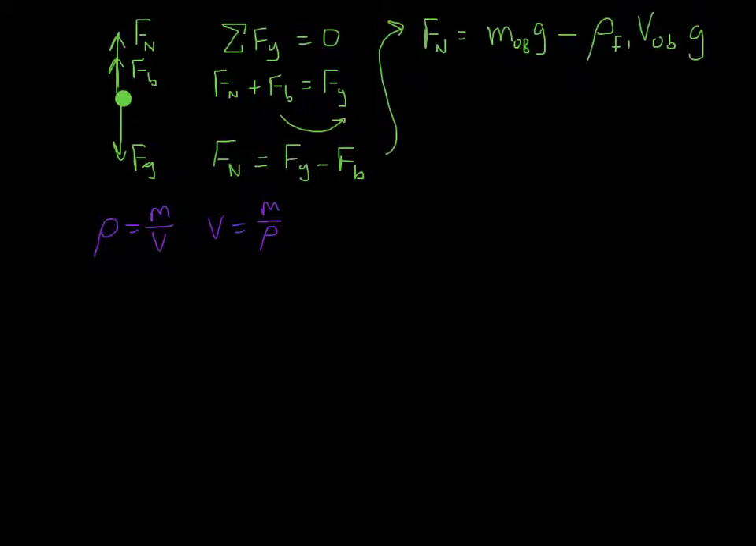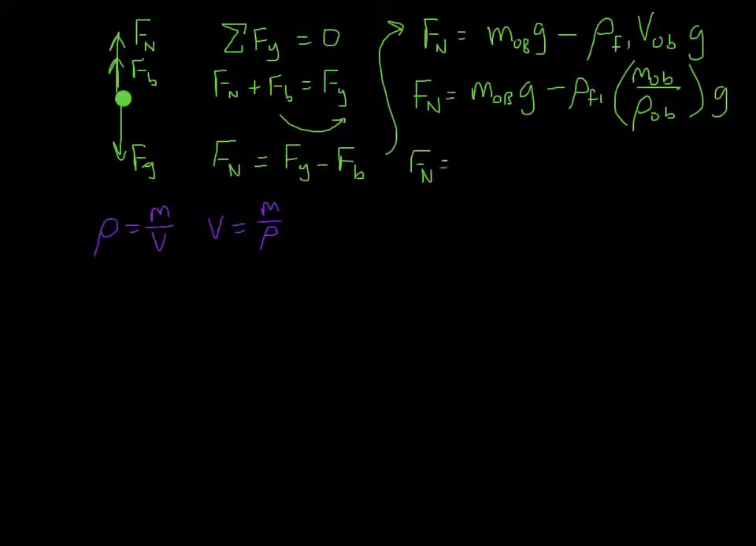But since density is equal to mass divided by volume, you can solve for the volume, and it's mass divided by density. So the normal force is equal to mass of the object times g minus the density of the fluid times the mass of the object divided by the density of the object times g. And now we can plug all the numbers in.